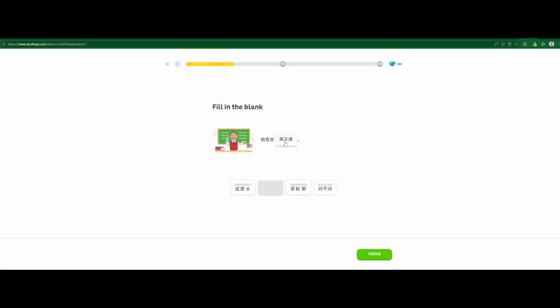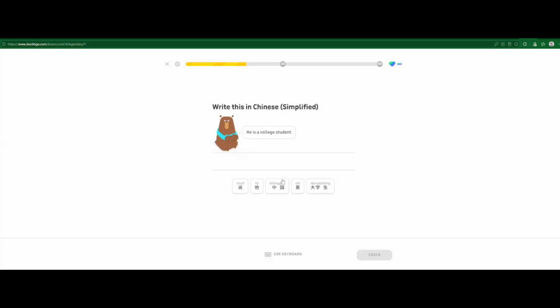他喜欢英文课. He looks like a teacher. He looks like a 老师. So maybe he likes that as a teacher. But if he likes English class, that implies that he's a student, but he's not a student. He's just a teacher who likes English class, I guess. 他是大学生. Okay, hopefully I can remember how... I think I do know these characters, though. I know some characters, but it's the simple ones I know best.